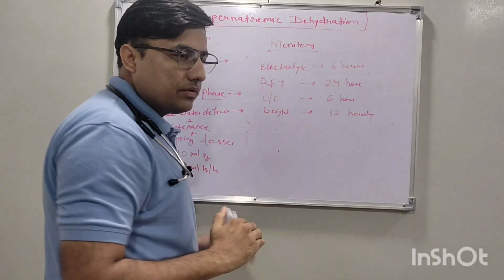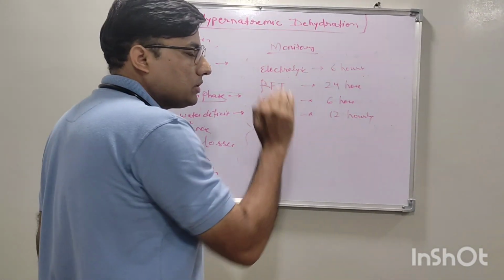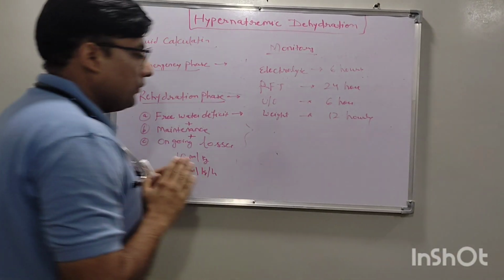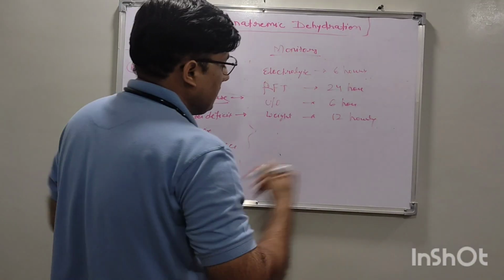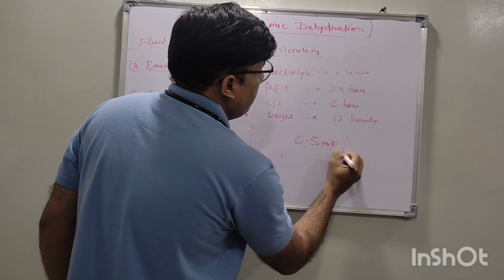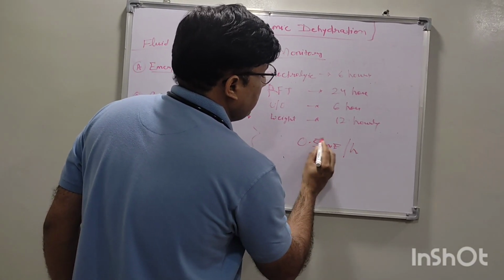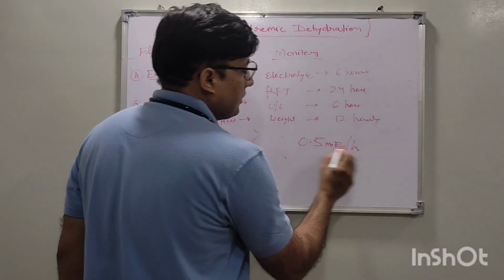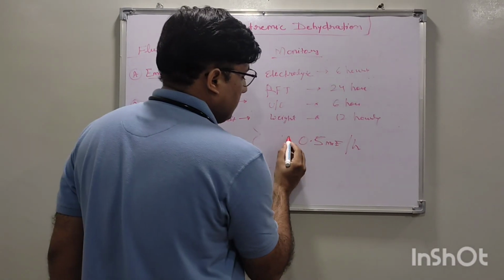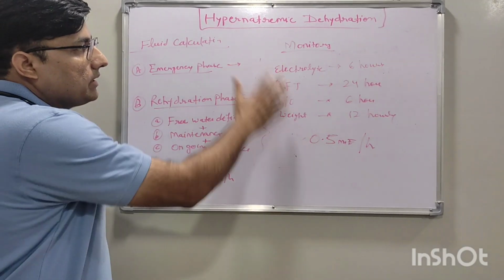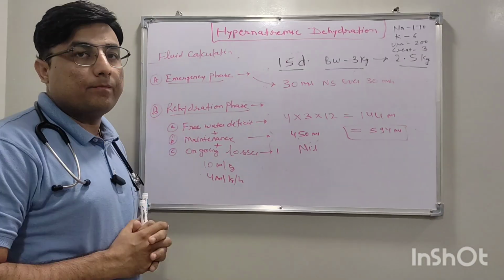If weight gain is very rapid, then we can also reduce the fluid. So monitoring is very important, because we want the sodium level to decrease by 0.5 milliequivalent per hour. In chronic cases, sodium should decrease by 0.5 milliequivalent per hour. It should not decrease very rapidly. So these are the parameters we should monitor.